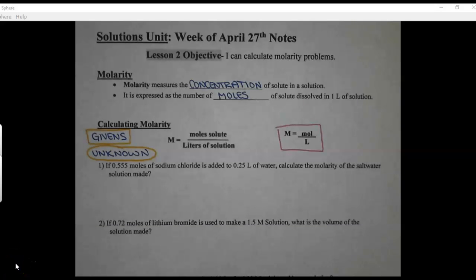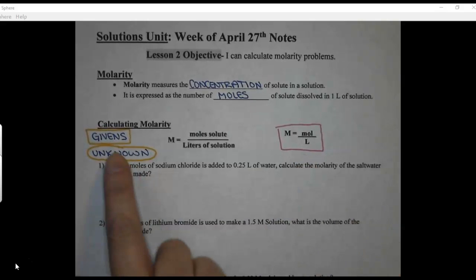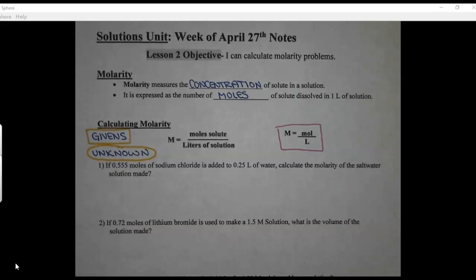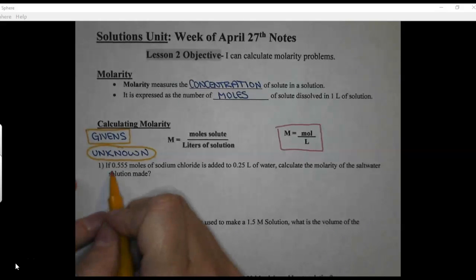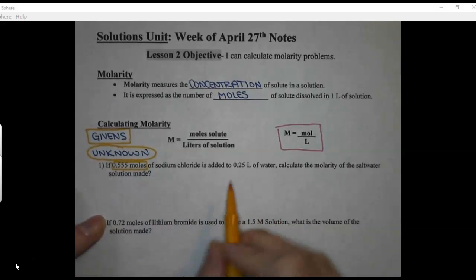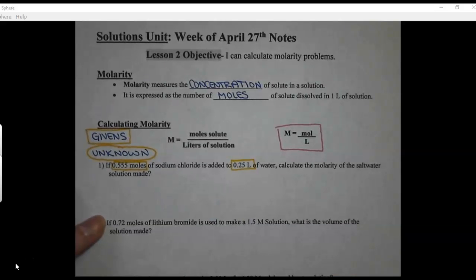Alright, so let's take a look at this. Here's our equation. I want to remind you that your best strategy is to box in your givens and circle your unknown. So for number 1, it says if 0.55 moles of sodium chloride, and I'm going to stop and box that in because that's a given. I've got a number and a unit. Okay, is added to 0.25 liters of water.